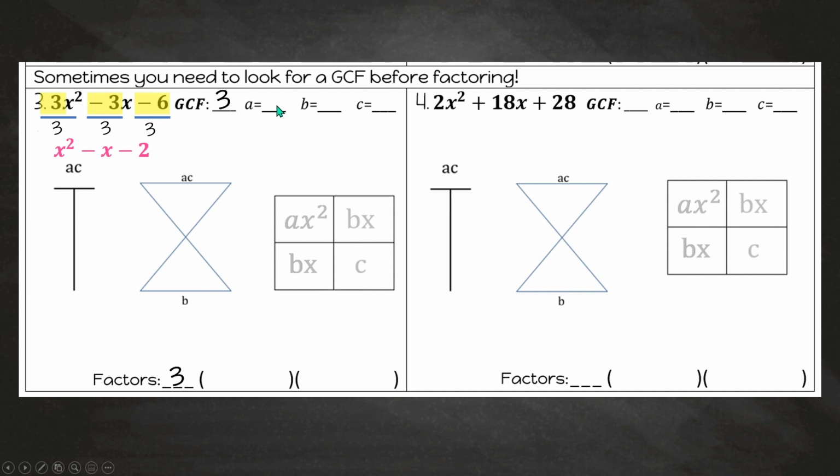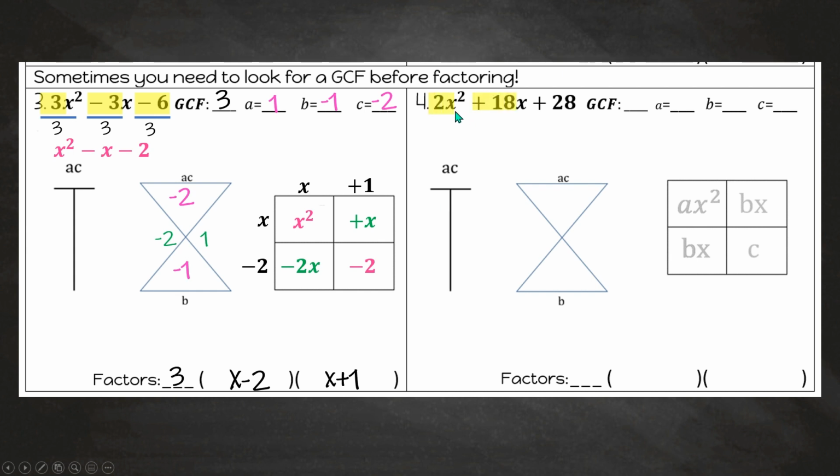So my a is now equal to 1, my b is equal to negative 1, my c is equal to negative 2. So now I'm going to find the factors of negative 2 that add together to give me negative 1. And I know that that's negative 2 and 1. So when I fill in my area model, I know that I'm going to have x minus 2 and x plus 1. And this 3 that I factored out in the beginning, my GCF, is going to be in front of those two parentheses.